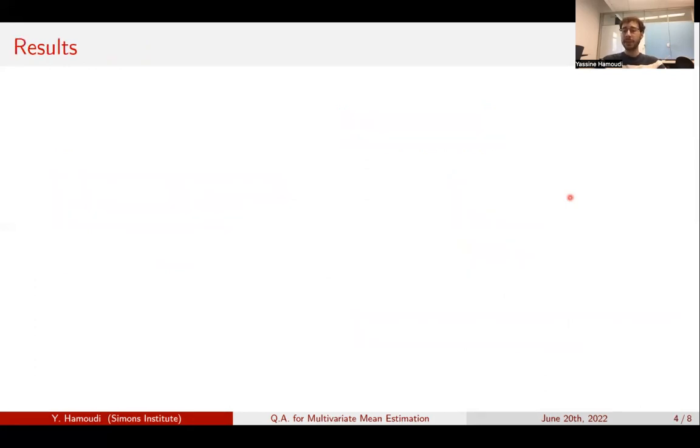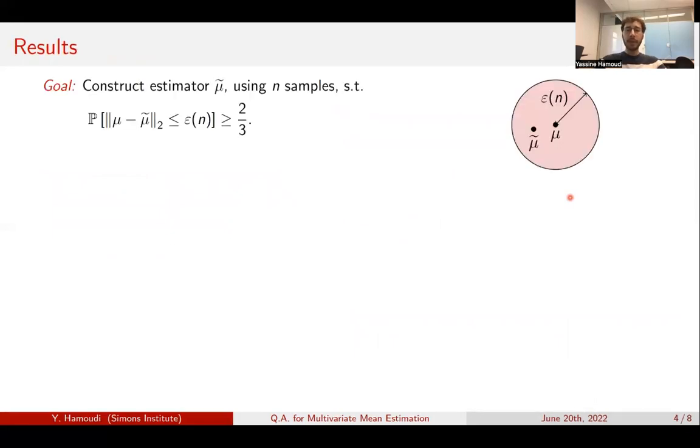So now let me give you the result. And to be a bit more precise, this is the kind of guarantee that we will try to achieve. Our goal is to produce an estimator mu tilde, such that the distance between mu and mu tilde according to the Euclidean norm is at most epsilon_n, where n is the sample complexity parameter, with probability at least 2/3. And the goal is to minimize this quantity epsilon_n when n is fixed.